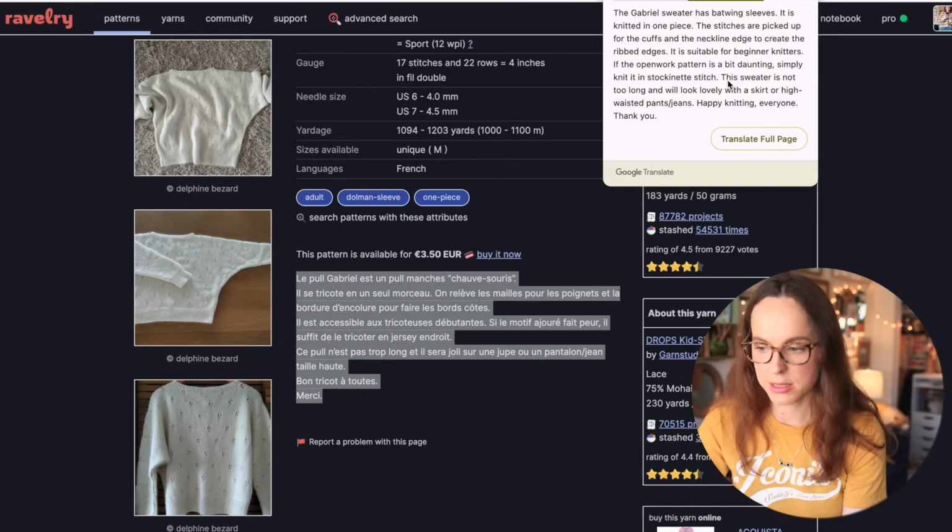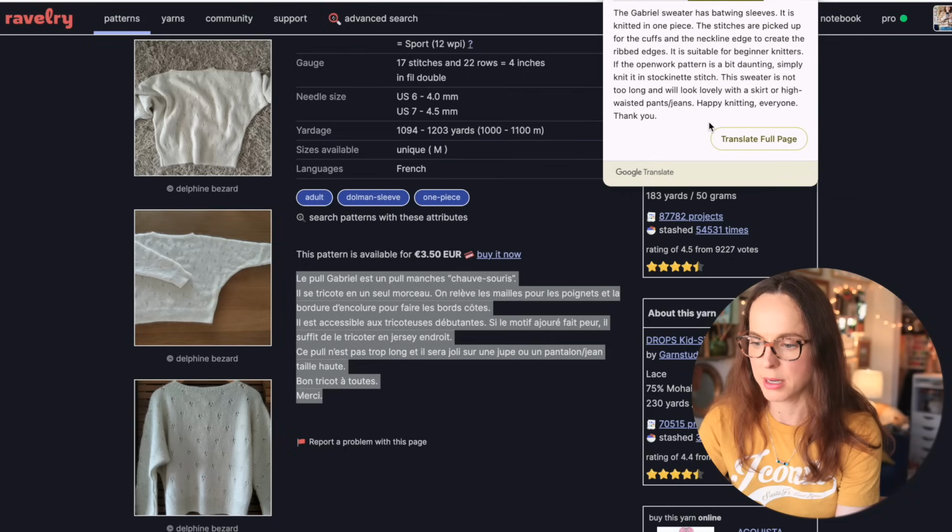if the open work pattern is a bit daunting. Simply knit in stockinette stitch. The sweater is not too long and will look lovely with a skirt or high-waisted pants or jeans. Happy knitting, everyone. Thank you.